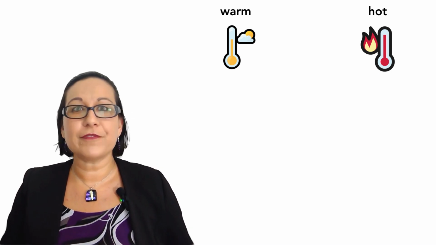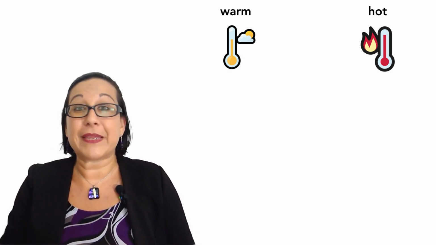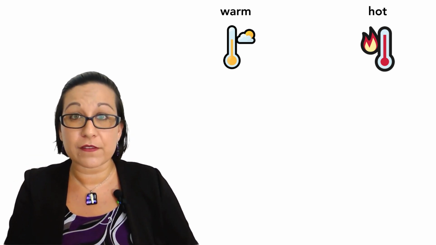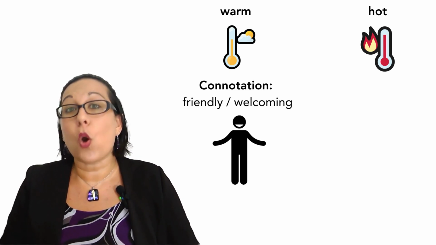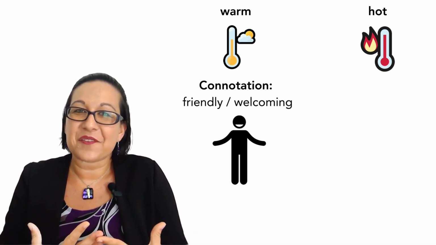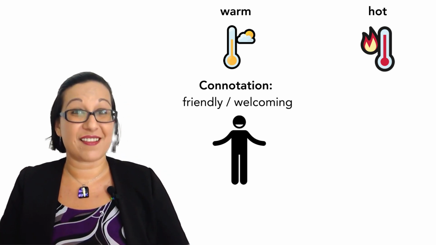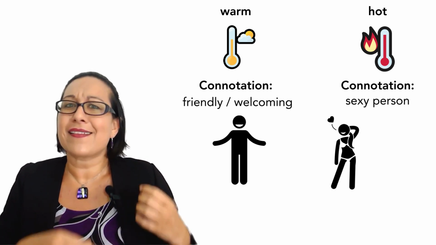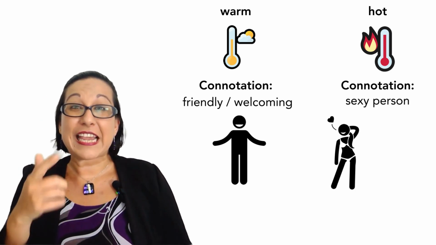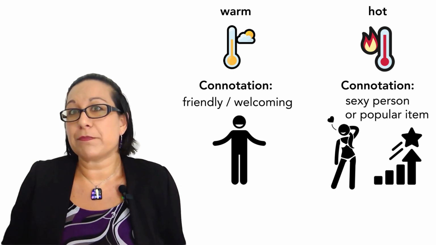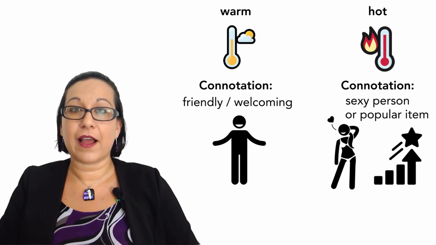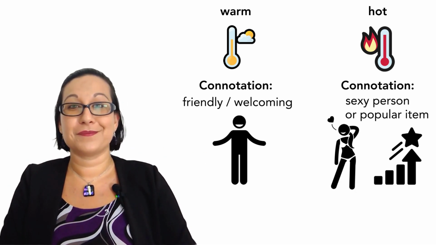Now, the last two were obviously talking about temperature, something being warm or hot, but the connotation is really different for these two words. So, if a person is warm, then you get the idea that they are very friendly, they're very welcoming. But if somebody is hot, it could mean that they are sexy, so physically very attractive. Or if something is hot, then it could mean that it is very popular or trendy. And this is why we get so confused.